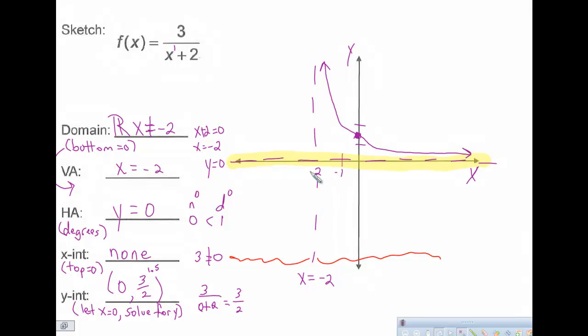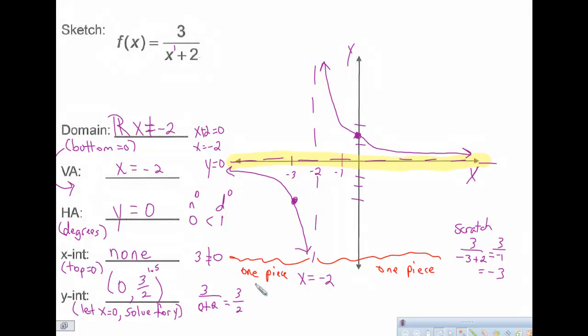If this is -1, this is -2, let's plug in -3. So when I go out -3 units, I will go down 3 units, and there's my point. So the line will get closer to the horizontal asymptote and closer to the vertical asymptote. So we had one piece on this side, we had one piece on the right side of the vertical asymptote. We weren't sure where it was, so we plugged in an x value to find a point.